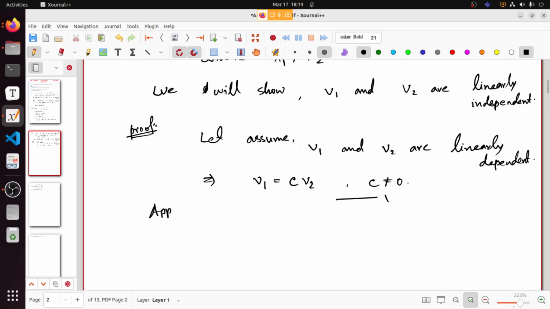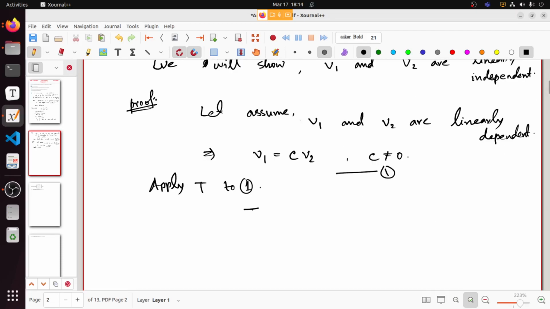So let's call it 1. Apply T to 1. Then what happened? T of v1, T of cv2, right? So v1 is an eigenvector of T with eigenvalue lambda 1, so this will be lambda 1 v1, and on this side c will come out, and it will be T of v2, which is c of lambda 2 v2, right?